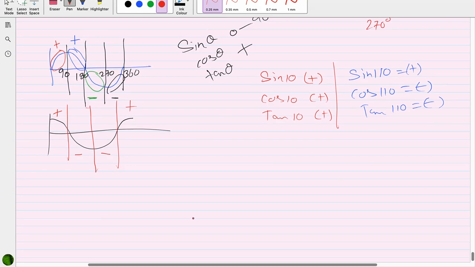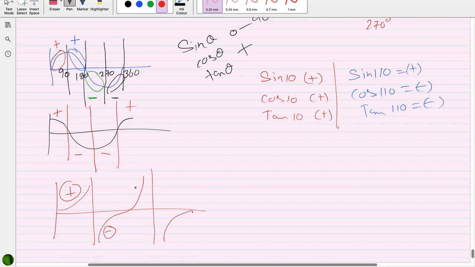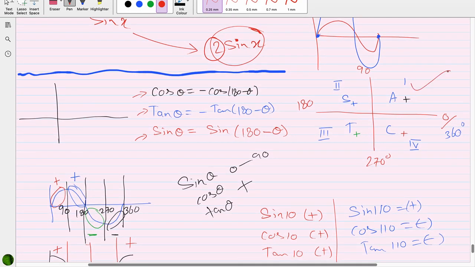Last one, for tan. If we sketch the graph for tan, this is what you get. The first quadrant is positive, the second is negative, the third is again positive, the fourth is again negative. So look at this, the first and third are positive for tan. It is just a quick method to memorize it this way. Add sugar to coffee: all positive, that means sine, cos, tan are positive. Then only sine, then only tan, then only cos.